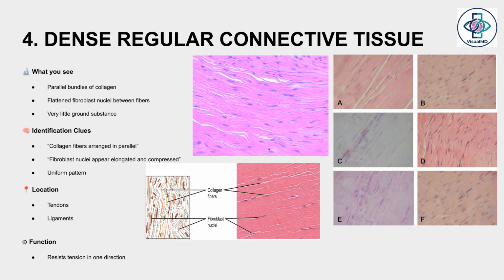Dense regular connective tissue features parallel collagen bundles and flattened fibroblasts. This uniform arrangement allows it to resist tension in one direction, as seen in tendons and ligaments.